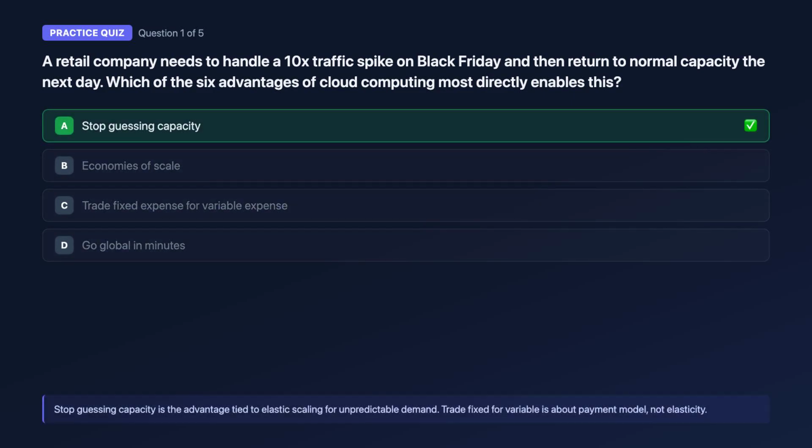The right call here is A, stop guessing capacity. That's the advantage explicitly tied to scaling up and back down to match real demand. Trade fixed for variable is the payment model advantage, which is close but not the precise match for elastic spike handling.